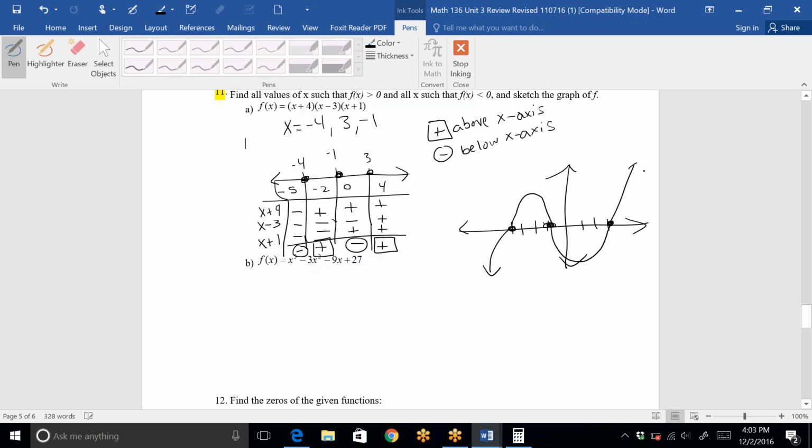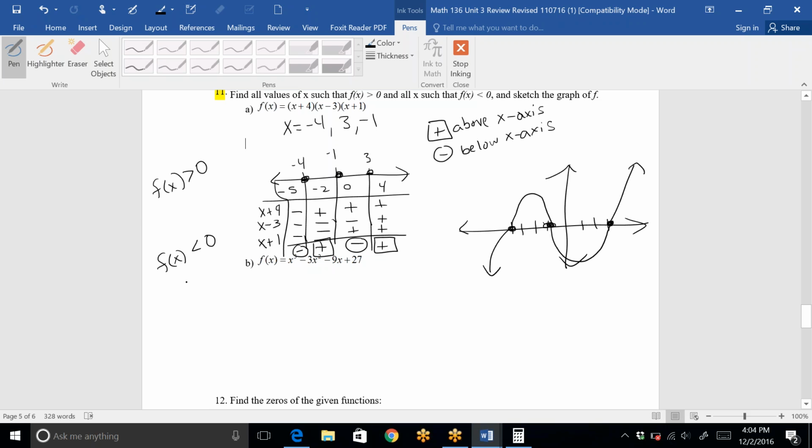So if we went down again, we would have to bounce and come back down. But ours went to positive at the end. So this would be the graph. And then there is the question, when is f of x greater than 0 and when is f of x less than 0? That's related to these intervals.